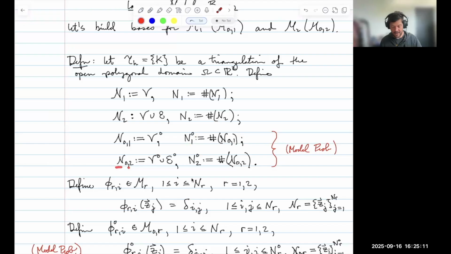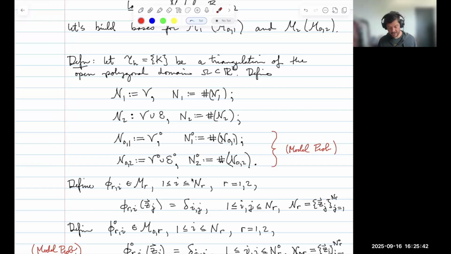N02, calligraphic N02, that's the set of all interior vertices, union with the set of all interior edge midpoint nodes. I have a hard time saying it or remembering what it is. Edge midpoint nodes, but they have to be interior. Okay, interior, and I'll show you in an example what's going on here in just a minute.